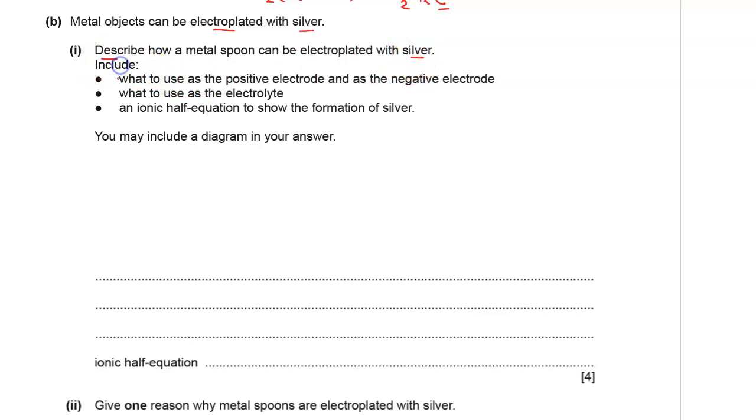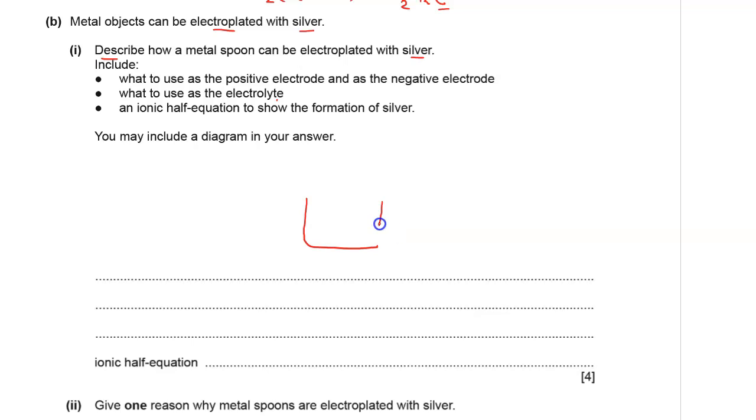Describe how a metal spoon can be electroplated using silver. Include in your description what to use as the positive electrode and as the negative electrode, what to use as electrolyte, and write the ionic equations to show the formation of silver. You may include a diagram in your drawing. Of course, I will love to do that. This is my diagram here.